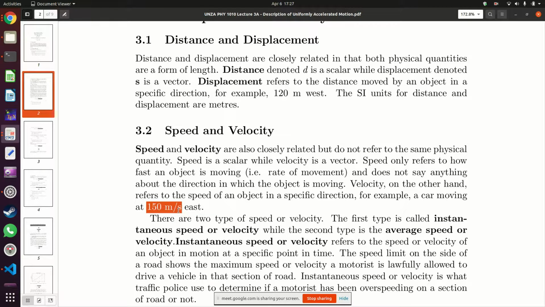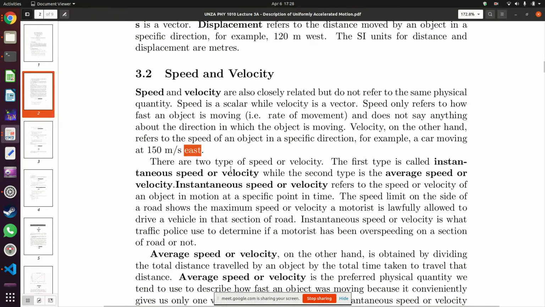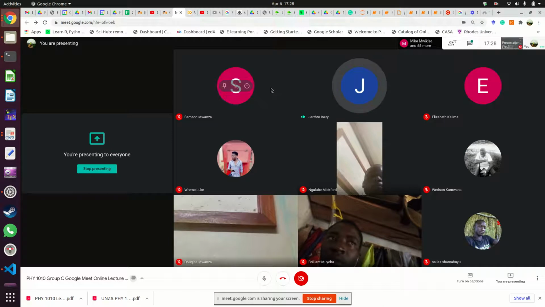On the other hand, if you tell us you're covering 150 meters per second east, this is not speed but velocity, because there is information about direction. Are we clear? Yes, sir, we are following.